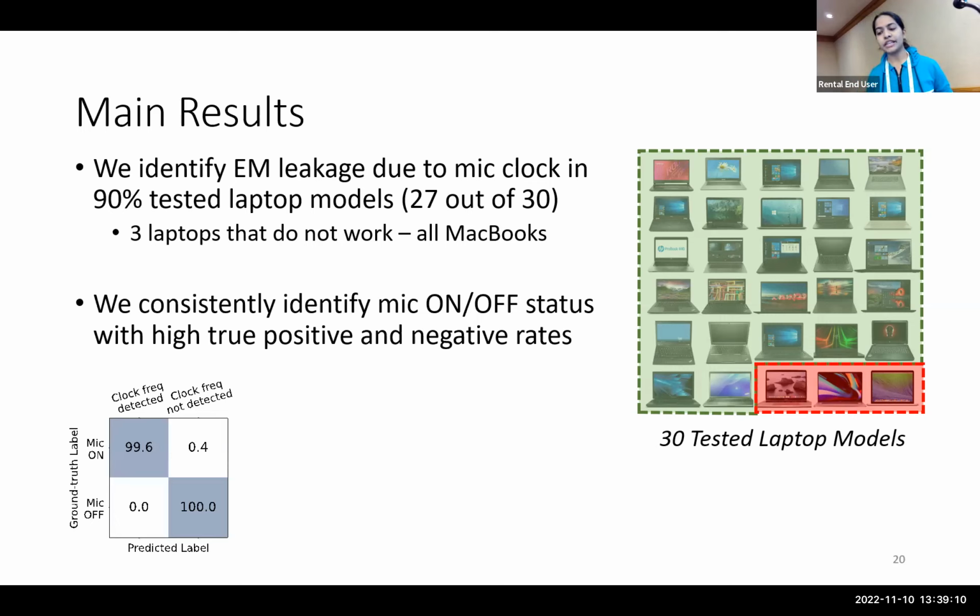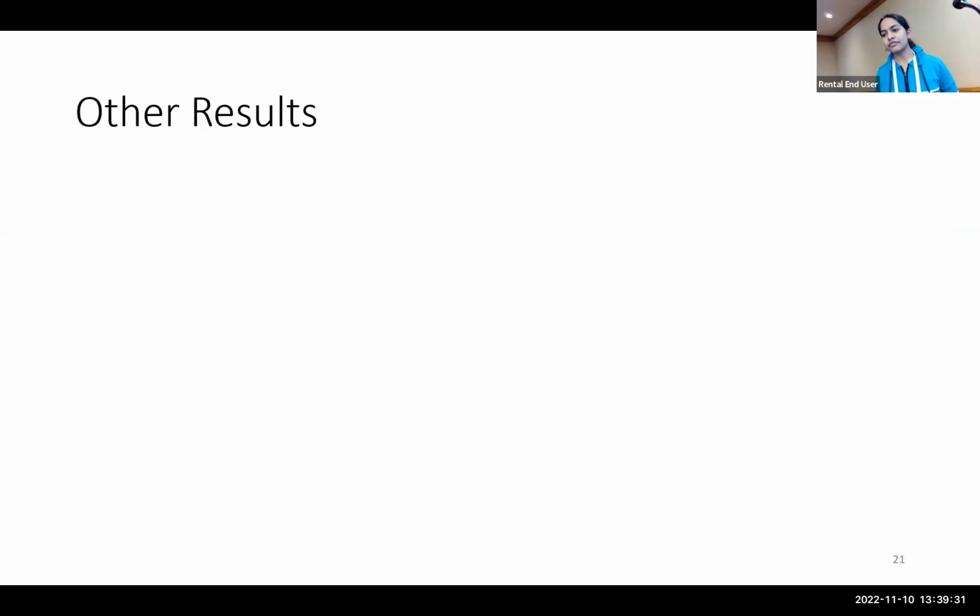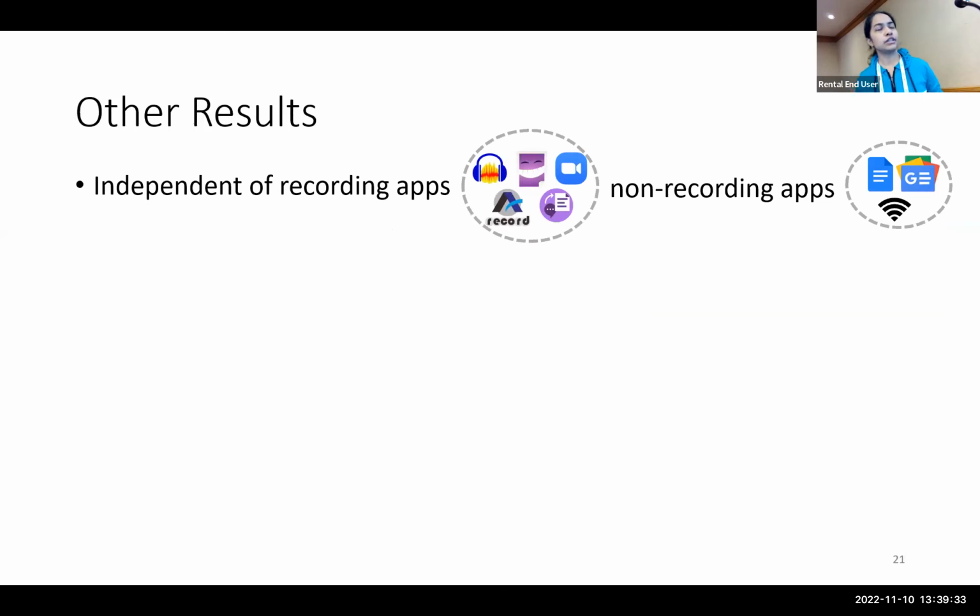And on the 27 laptops where we successfully identified the clock frequency, TickTock is able to detect microphone status with high true positive and true negative rates, as you can see in the confusion matrix. In fact, if you look at the individual true positive rates, we achieve above 98% across all the laptop models. And for some other results, we've also tested different recording applications, and TickTock achieves high true positive rates in those and high true negative rates in different non-recording tasks that we perform.